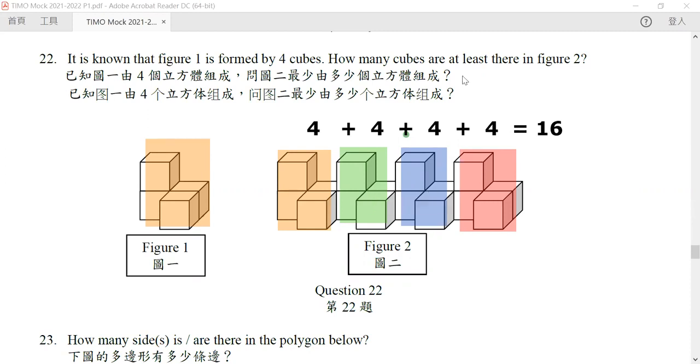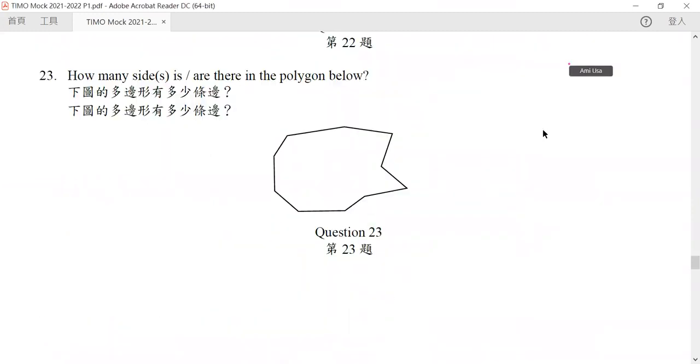You go to question 23. Anyway, let's continue our discussion. For our next question, question number 23, how many sides are there in the polygon below? Now again, we need to count it one by one, but this time we need to be very, very careful because the sides look exactly the same. So you need to be very, very careful.